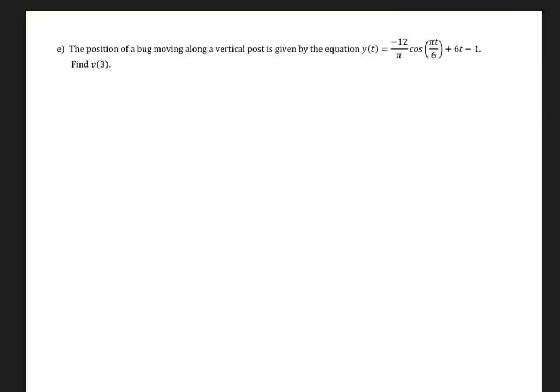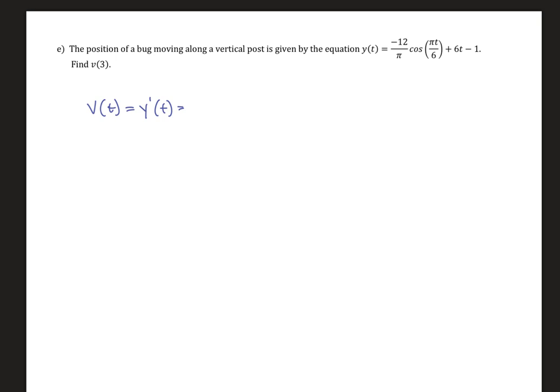Okay, for question E, they say the position of a bug moving along a vertical post is given by the equation y of t equals negative 12 over pi times cosine pi t over 6 plus 6t minus 1. Find v of 3. Since this is going along a vertical post, they used y to represent position, but this is really just a position function. So if you want velocity, you just take the derivative. First we'll find v of t, and that's just y prime of t. I'll do it in steps.